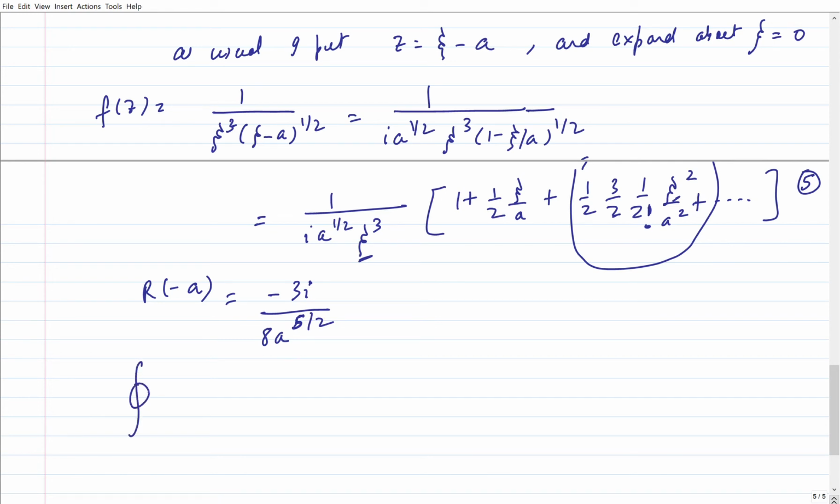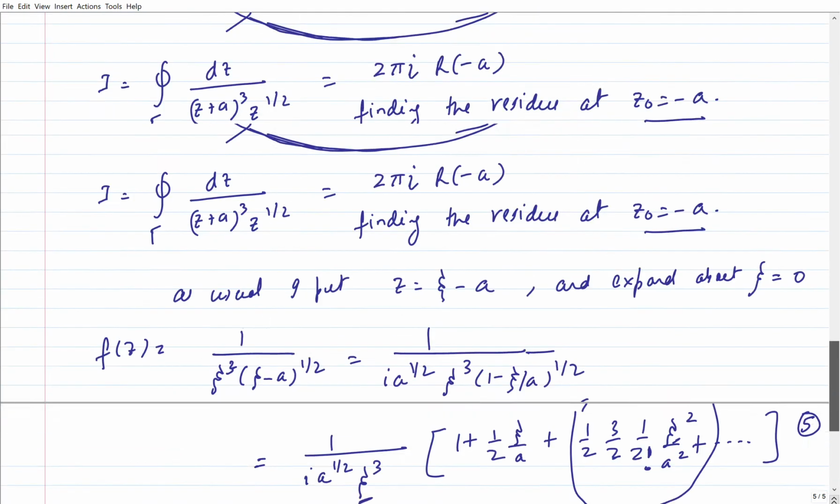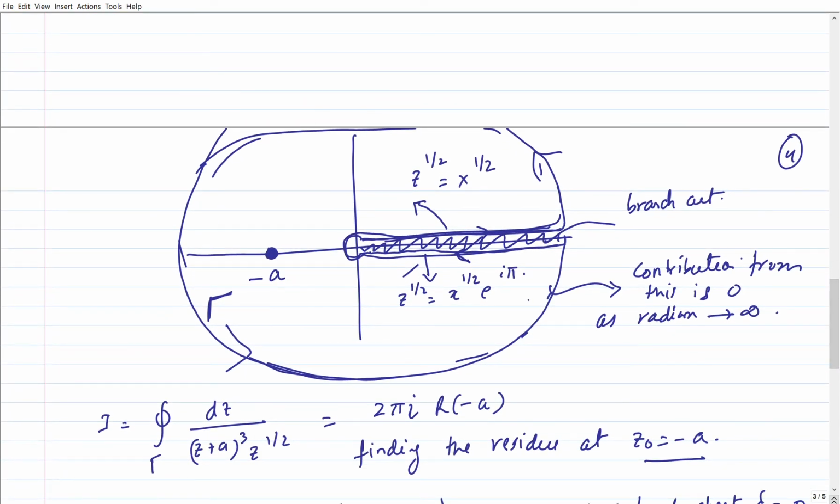So what do I have? I have the contour integral dz, this is nothing but 3 pi over 4a to the power of 5 by 2. Now notice this whole contour integral, since the curved part resides on a gigantic circle of radius goes to infinity, contributes nothing. It all boils down to this integral and this integral.